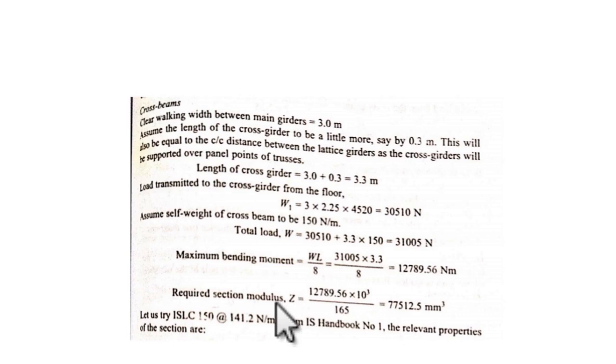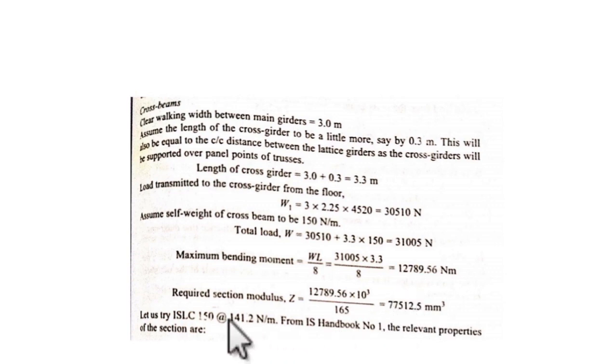Now, what will be the section modulus that is required for beam design? We know how we select the sections from steel tables. First, the selection criterion is the section modulus. So find the section modulus. This is Z = M by sigma. So what is sigma? The permissible bending stress in compression for steel Fe410 is 1.165 Newton per millimeter square. So M by sigma, you get this Z value as 77512.5 millimeter cube. This is the required section modulus that has to be provided.